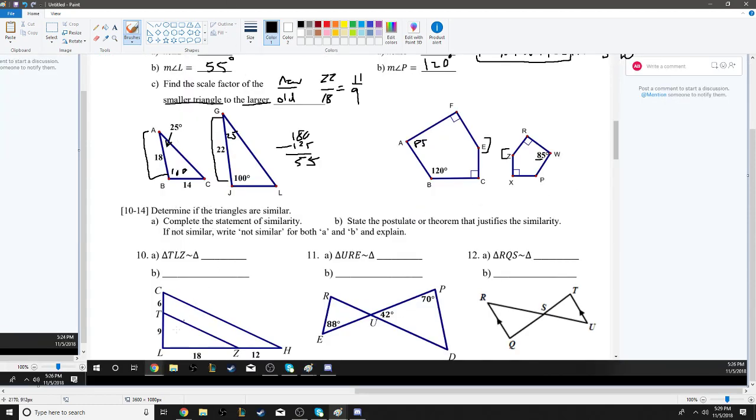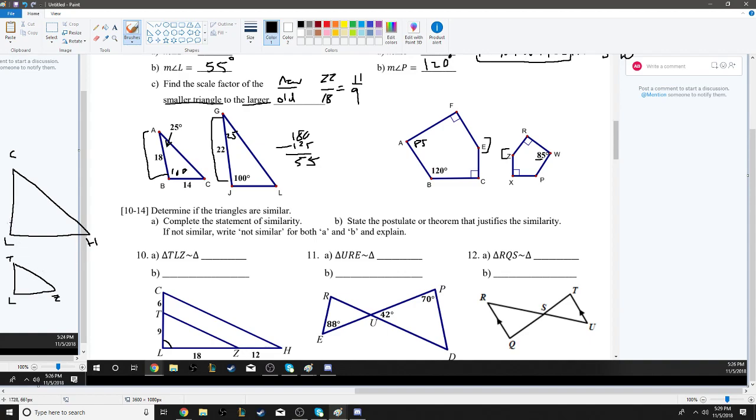Next, 10, determine if they're similar. So TLZ, that's this triangle here. And then probably we're talking about the bigger triangle. Now, take a look. They both share angle L in common. If I were to separate these triangles, I'll do it over here. Here's TLZ. And then the other one, if we make it real big, would be CLH.